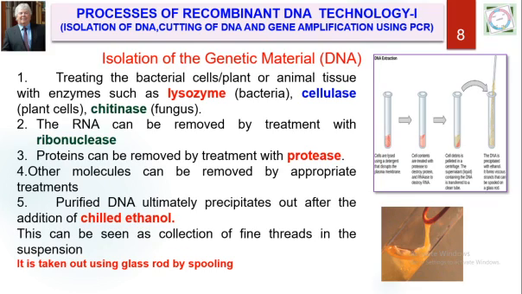Protein can be removed by treating with proteases. Other molecules can also be removed by appropriate treatment. And this is one of the experiments in your syllabus as well. You can do it very easily using tomato or any other suitable material. Then the content is filtered, and to the filtrate, purified chilled ethanol is added, which precipitates the DNA, which can be seen as fine threads, and it is taken out using a glass rod, and that is called spooling. This is how we isolate the genetic material.